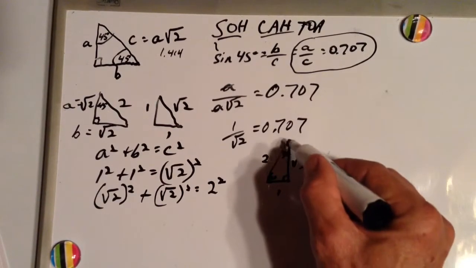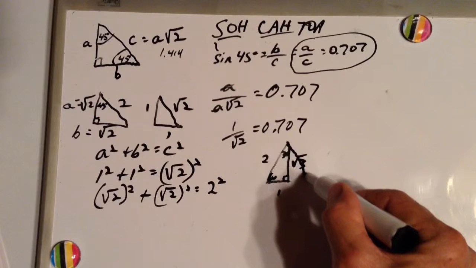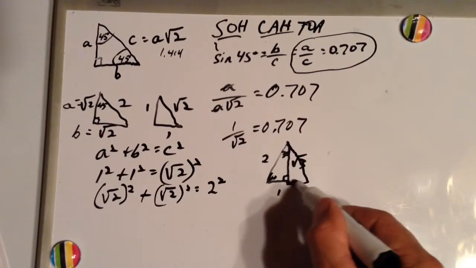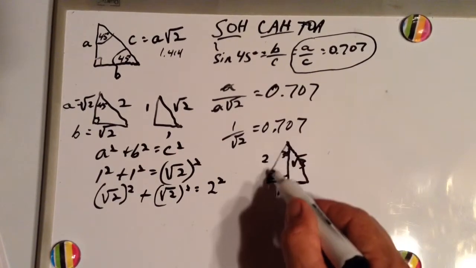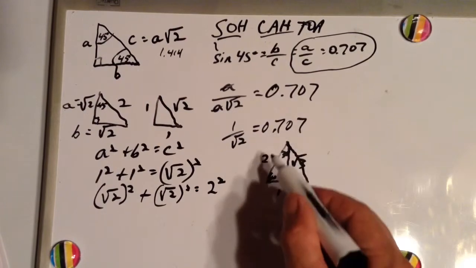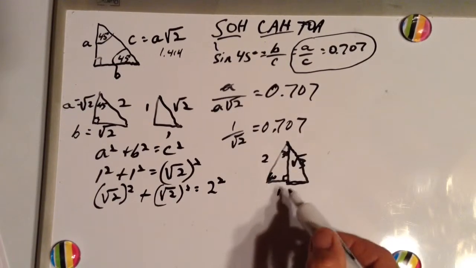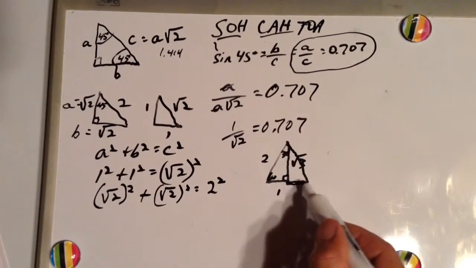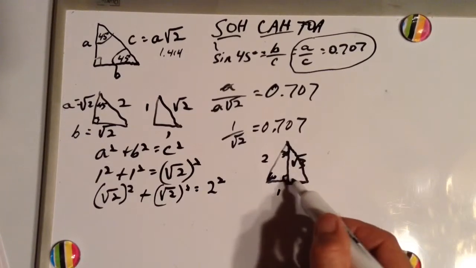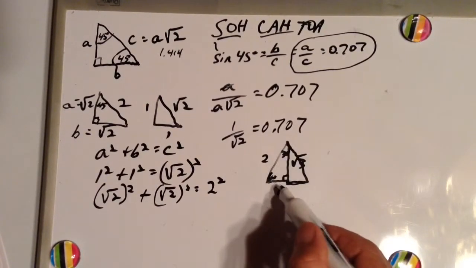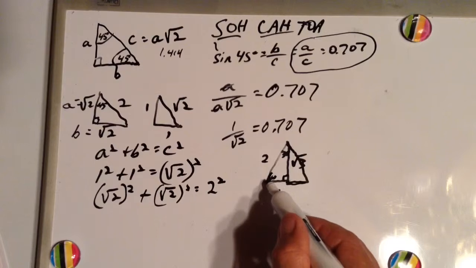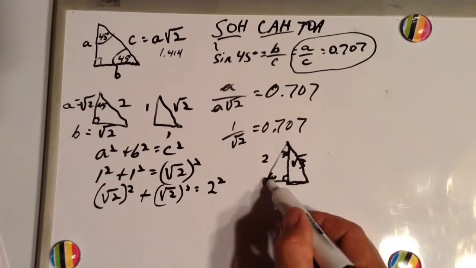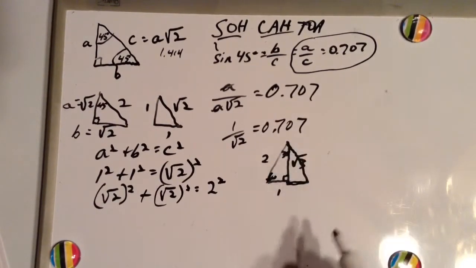If we draw us another 30-60 right triangle here, oops, what we have is an equilateral triangle. This was 2, that was 1. That's square root of 3. Well, this is also 1. That's 2. And square root of 3. So 1 plus 1 is 2.